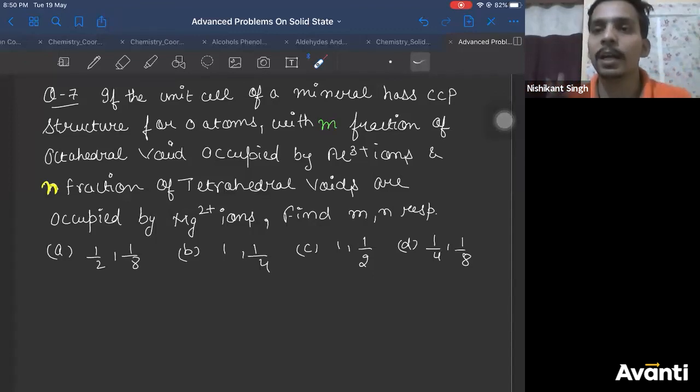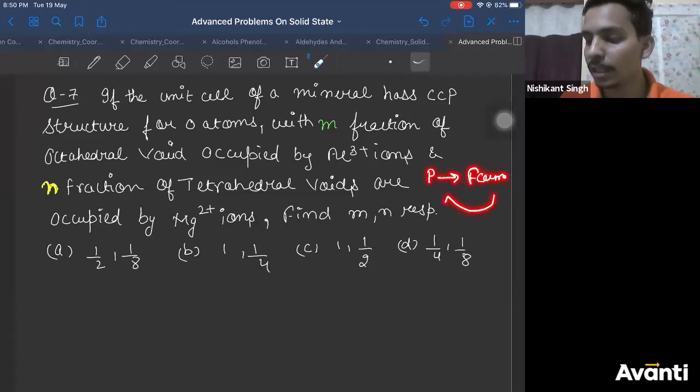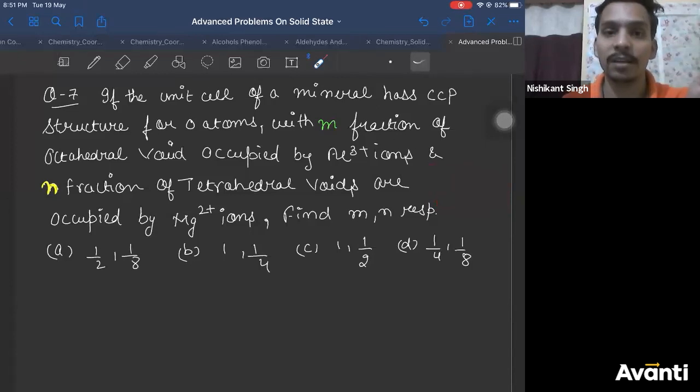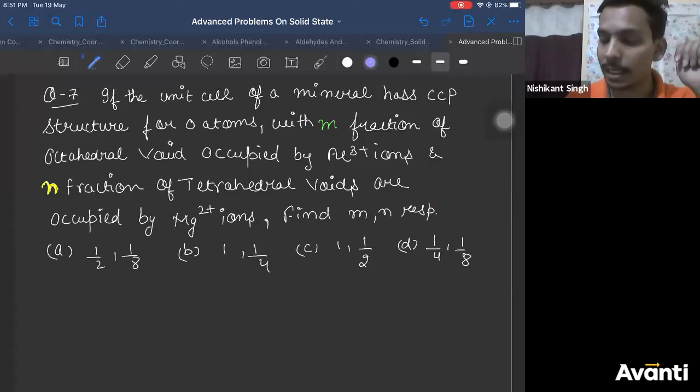Chalo, let's solve this. I told you when positions were given, you were asked to find the formula. Now I told you it is a reverse question. You need to find the fraction of position, but the formula is not given. You are thinking the formula is not given, but actually the formula is given in the question. It is given indirectly. Let us see how.